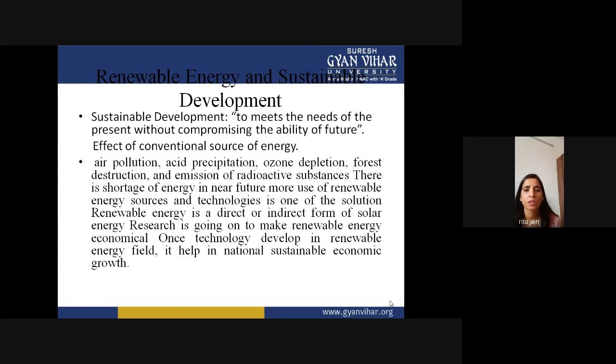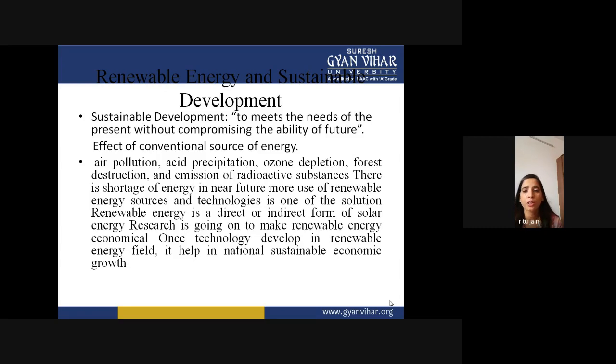So what are the effects of these conventional sources of energy? Already we have discussed that conventional energy sources are the main source of air pollution, acid precipitation, and ozone depletion, which is just because of carbon dioxide, carbon monoxide, forest destruction, and emission of radioactive substances.